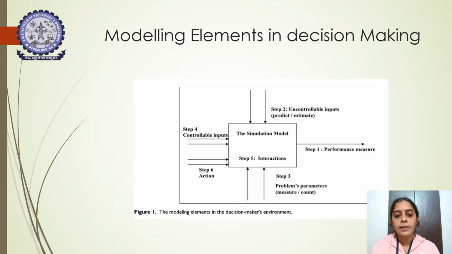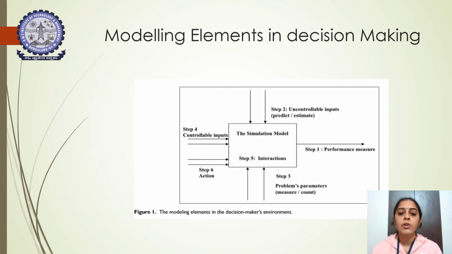So this is a basic diagram which describes the modeling elements in a decision maker's environment. We can see different steps: step 1, step 2, step 3, step 4, step 5 and step 6. So what is step 1? Before doing any modeling and simulation or identifying the modeling elements, first you have to check the performance measure of a part. Based upon the performance measure data, you will go for step 2, which will predict or estimate the inputs which are uncontrollable.